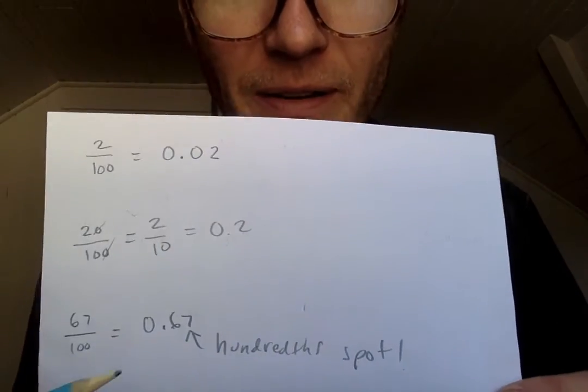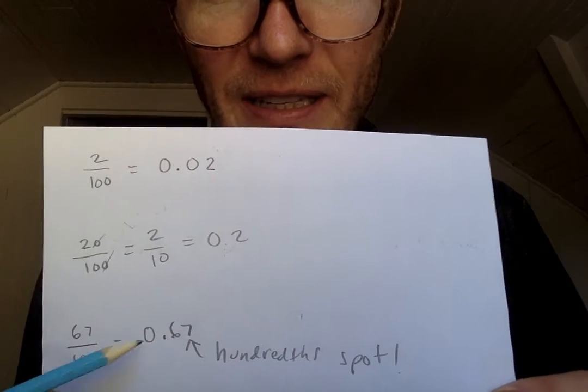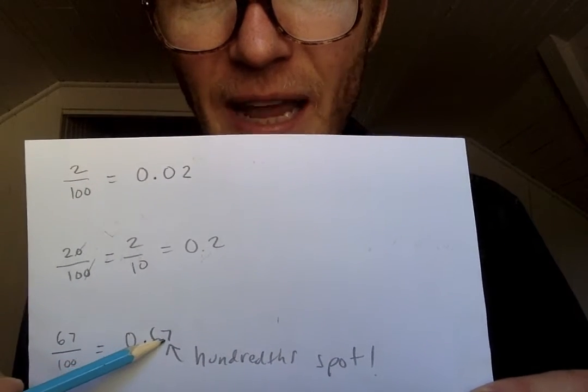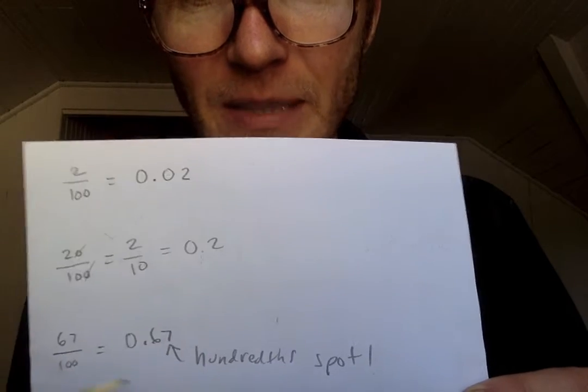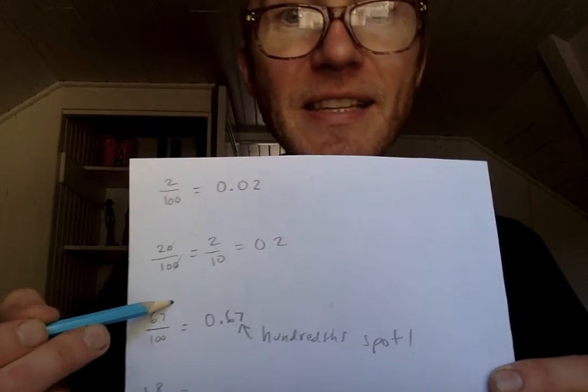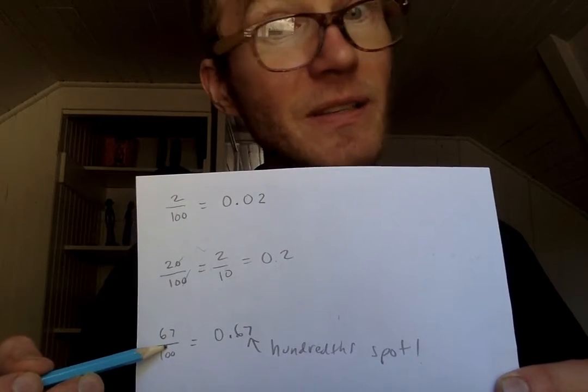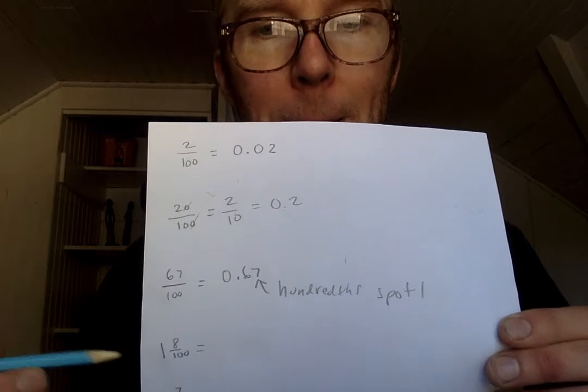Oh wait, check it out. That 7's in the hundredth spot. 67 hundredths is 0.67, and the number ends in the hundredth spot. So if you see 2 digits on top of 100 like that, 67, you know tenth spot, hundredth spot, it's going to be something in the hundredth spot. What about something like that?